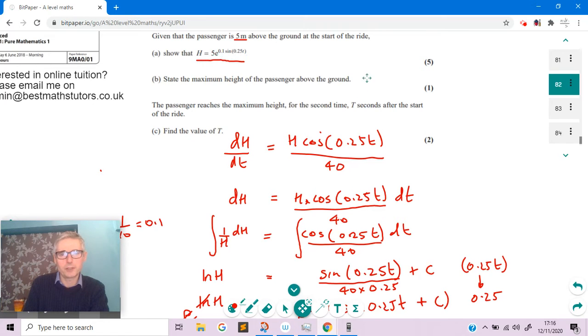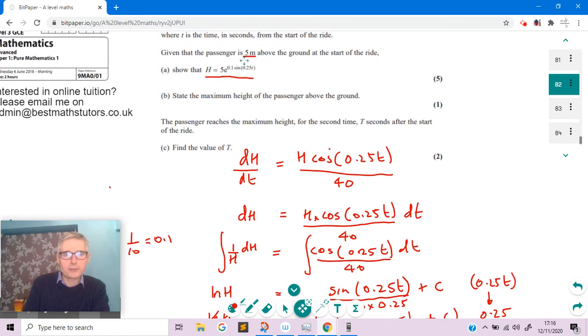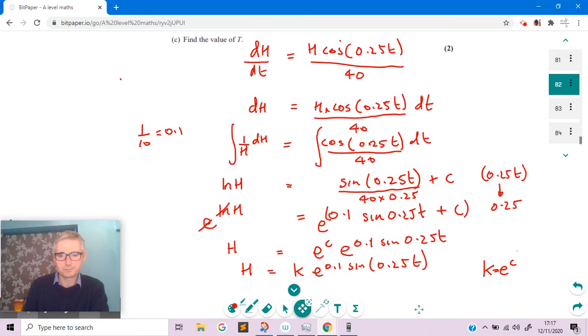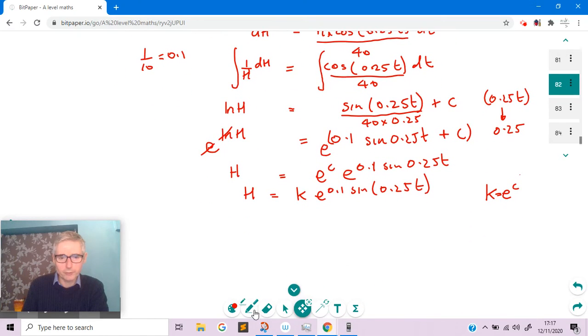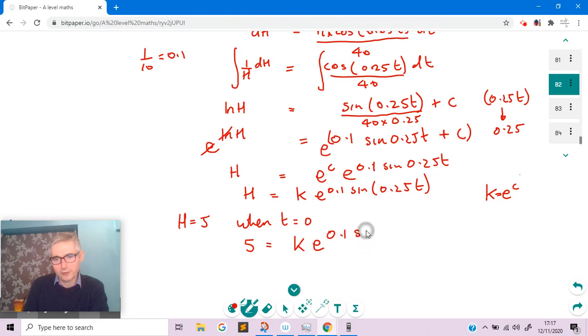We just need to get this 5. The question says the passenger is 5 meters above the ground at the start of the ride, and that would be when t is equal to 0. So h equals 5 when t equals 0. If we substitute this in, we get that 5 equals k times e to the 0.1, all this lot again.